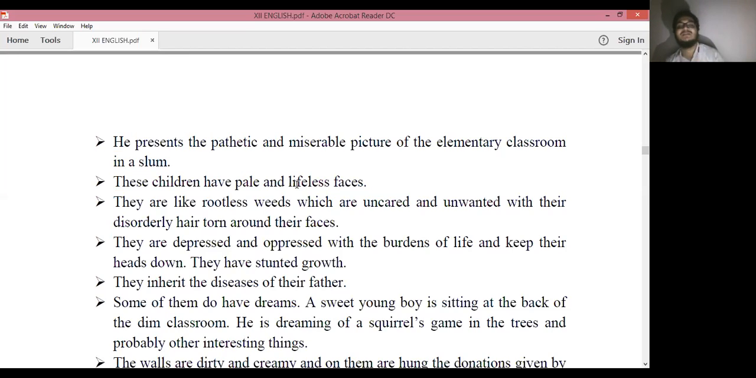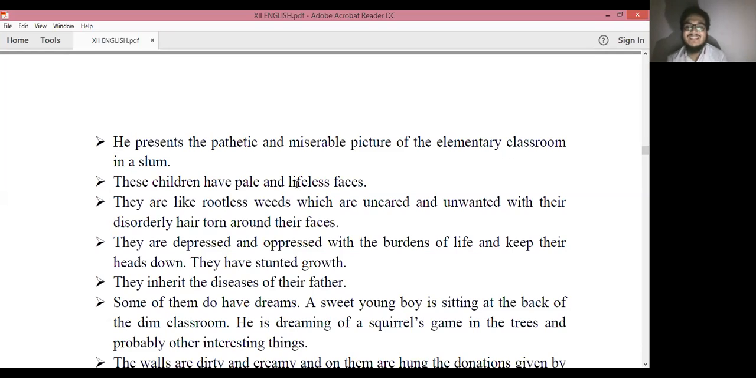Very pathetic and miserable picture. So these students are in a very pathetic condition. The students are shattered here; they are not getting the proper facilities others are getting. We can see that kind of condition from the opening part of the stanza. The next line says, these children have pale and lifeless faces. How do their faces look? They're sitting in the class and their faces are what?